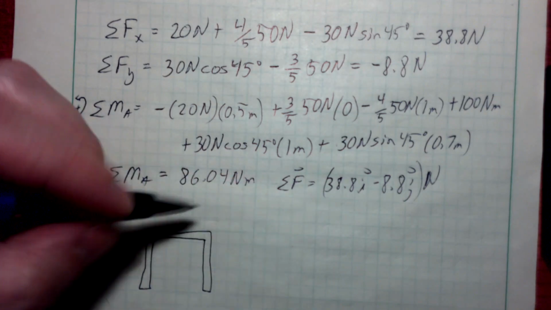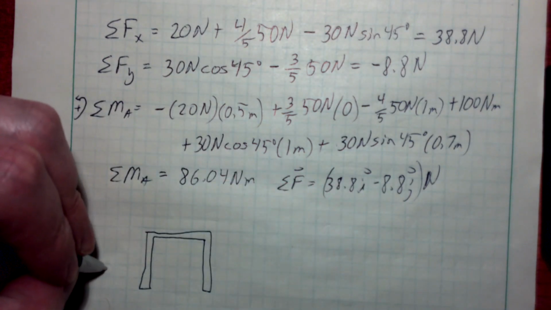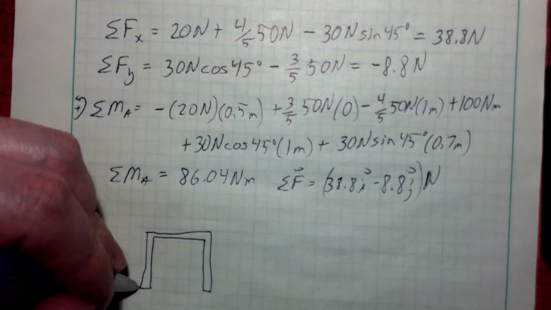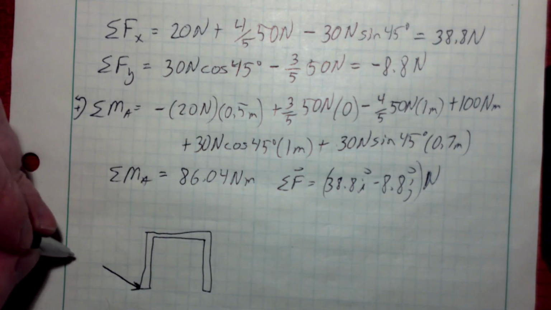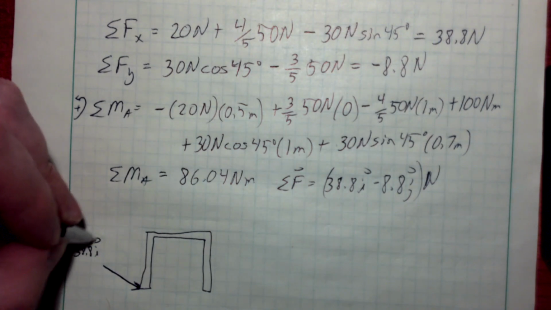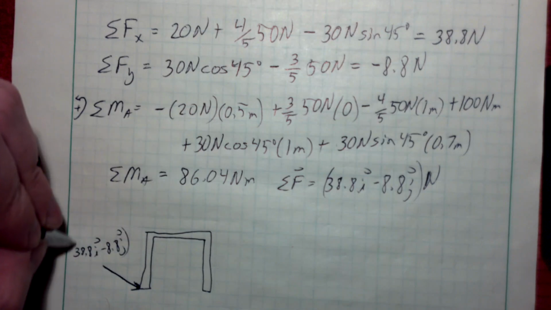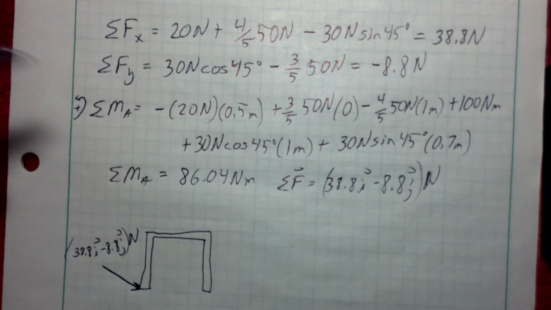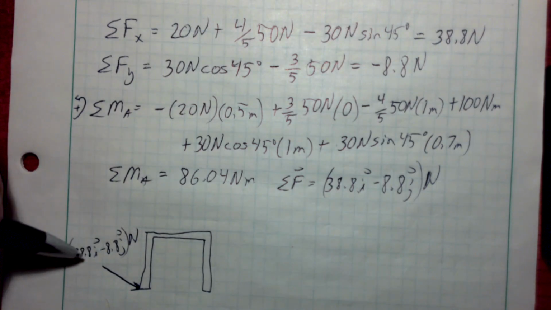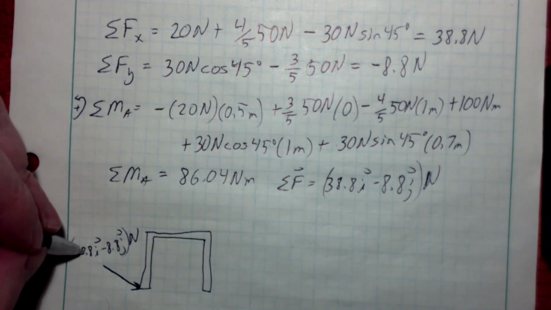You apply force at point A, so it's positive X, negative Y, so it's going to go mostly in the positive X direction, a little bit in the negative Y. 38.8 i minus 8.8 j newtons. You could find this, you could use trig and find the magnitude and the angle measured counterclockwise from positive X if you want. We talked about that early on in chapter 2.